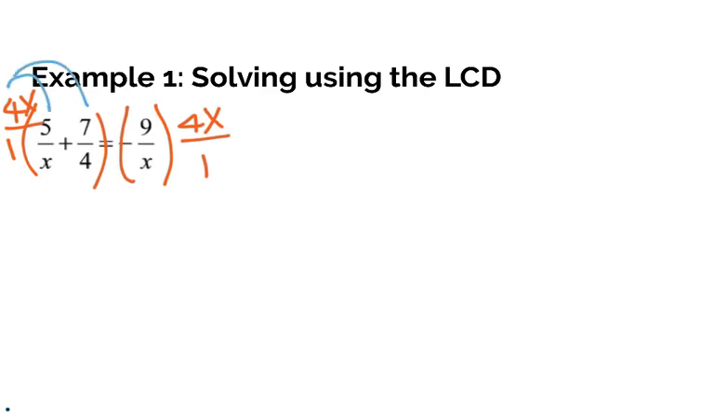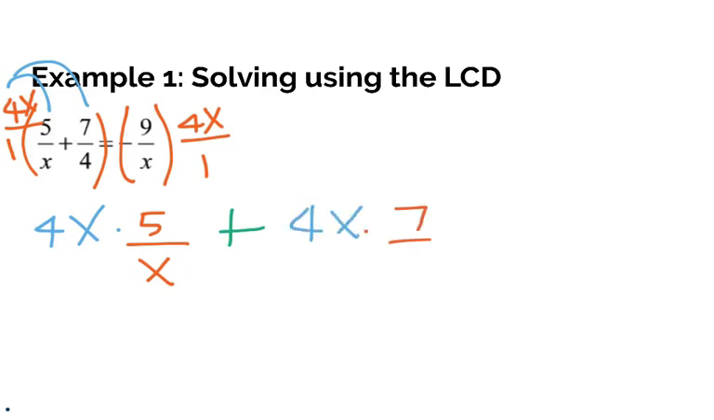So let's look at the left side. This 4x gets distributed to both of them. You can do this really quickly in your head, but I am going to write out, just the first time, what we're technically doing. So we're doing 4x times what was in parentheses, 5 over x, and then we're also doing the other one, so plus 4x times 7 over 4. And then equals negative 9 over x times 4x.